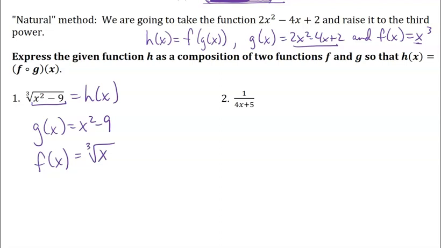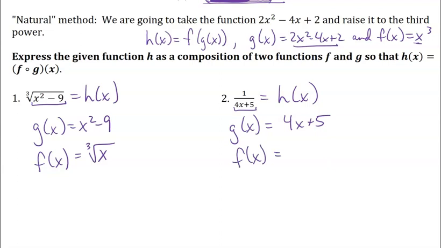Okay? And then this one right here, this is h of x, my inside function is the expression, the polynomial in the denominator, so 4x plus 5, and my outer function is what's happening to that whole denominator, which means it is dividing 1. So f of x is 1 over x.